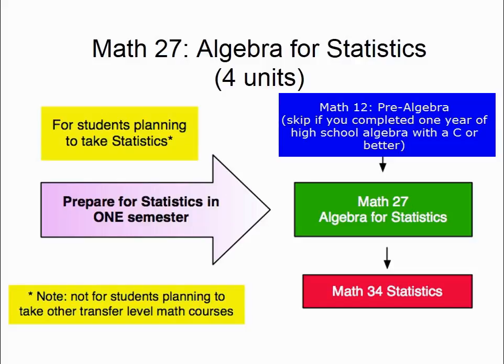How does Math 27 work? This is a 6-unit course, but please make note that starting fall of 2016 it will drop to 4 units. Ready for transfer level statistics in 1 semester.